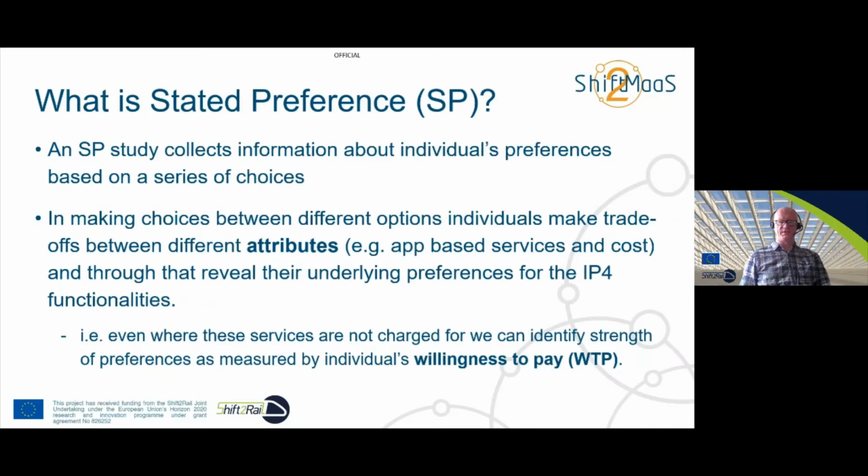So yes, this is what is at the heart of a stated preference experiment, or SP for short. Collects information about individuals' preferences based on a series of choices that are put to them. In making choices between different options, individuals responding to the survey make trade-offs between what we call attributes. And in our context, the attributes are the different functionalities of the app. And they trade off the different functionalities against hypothetical cost, and through that reveal their underlying preferences. So this is an approach that is used even when goods or services aren't charged for. You know, we weren't telling people this is what you would have to pay.